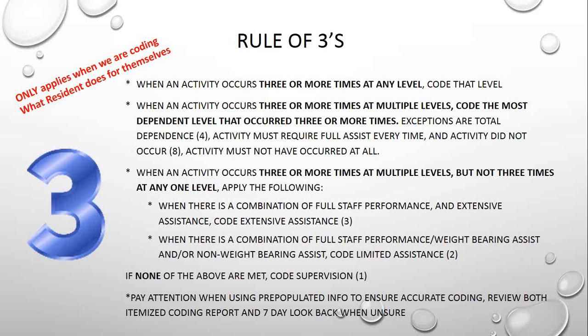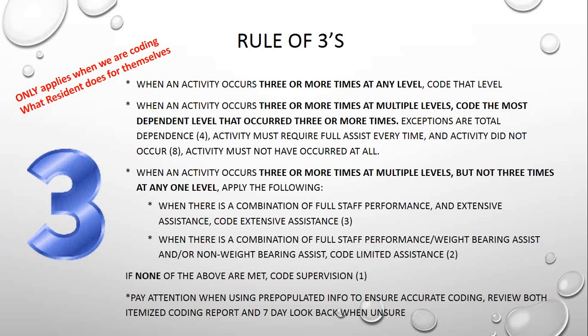When the activity occurs 3 or more times, but it's never at 3 times for one level, meaning you have a couple of 4s, a couple of 3s, a 1, a 0, a couple of 2s, it goes into a further description of how to code that. When there's a combination of full staff, being 4s, and extensive assist, you're going to code extensive assist, a 3. So when you have a combination of 3s and 4s, but they're not enough to rise to one level of being 3, you're going to code it as a 3.